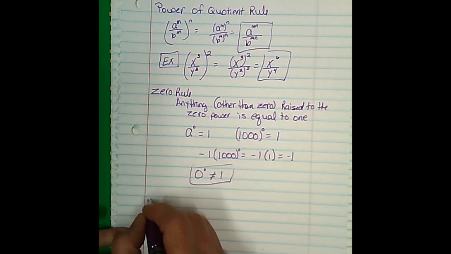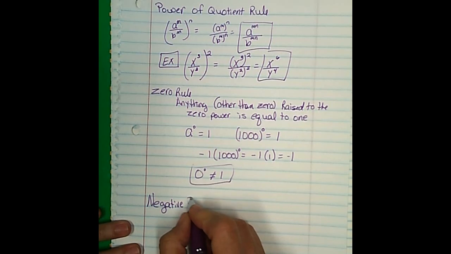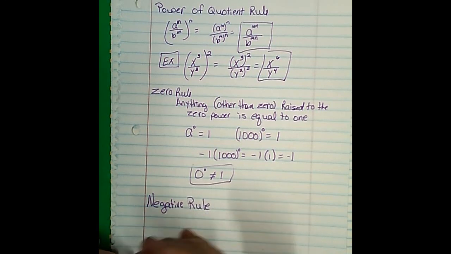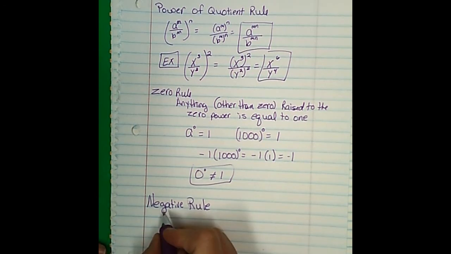Okay, so here's our last rule. We have the negative rule. We cannot have a negative exponent as our final answer. I mean, it can happen, but it's not going to be your simplified form. You still have to go another step.